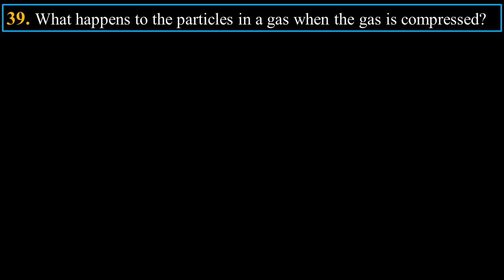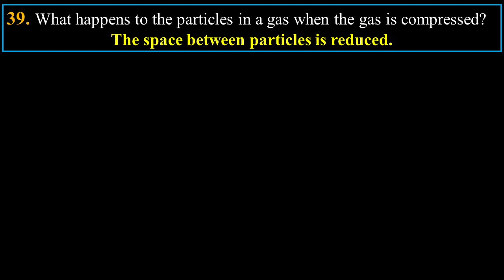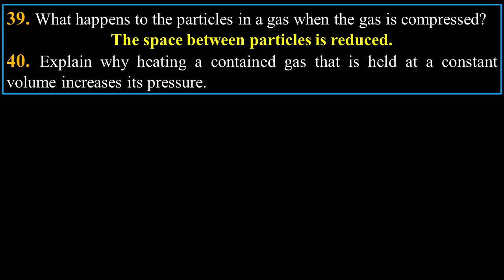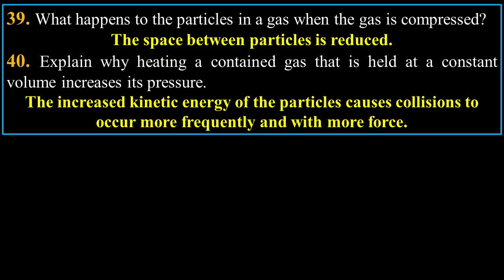What happens to the particles in a gas when the gas is compressed? The space between the particles is reduced. The reason they can be compressed is because the particles are far apart. Number 40. Explain why heating a contained gas that is held at constant volume increases its pressure: because the increased kinetic energy of the particles causes collisions to occur more frequently and with more force.